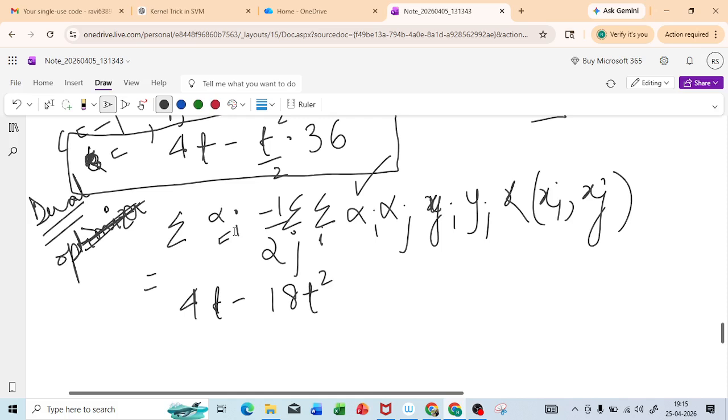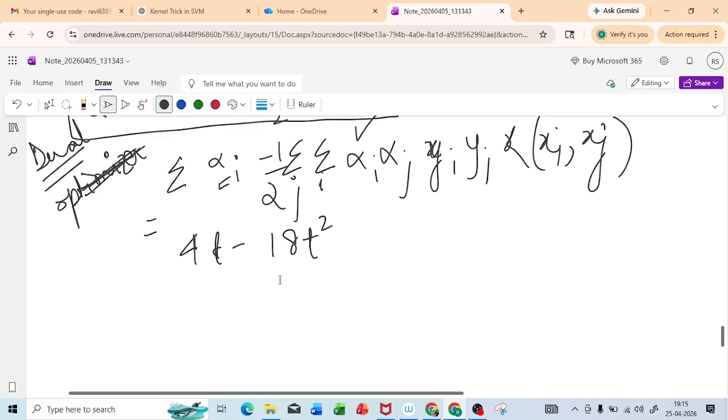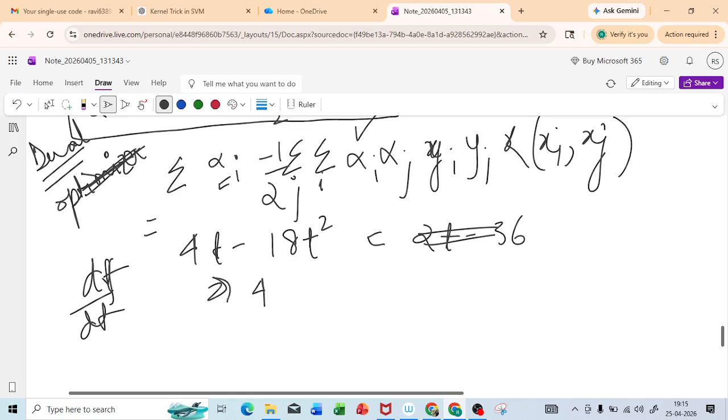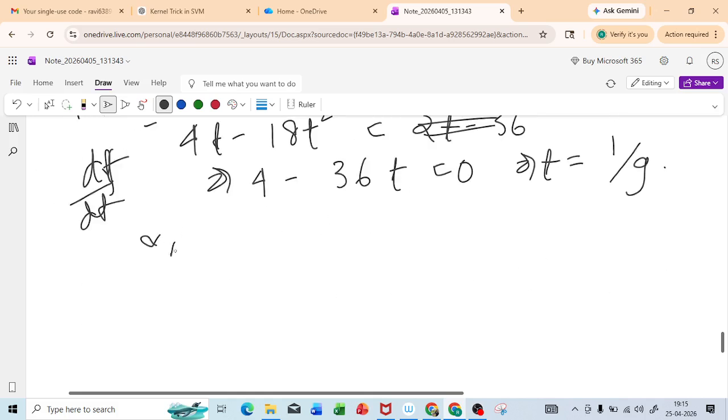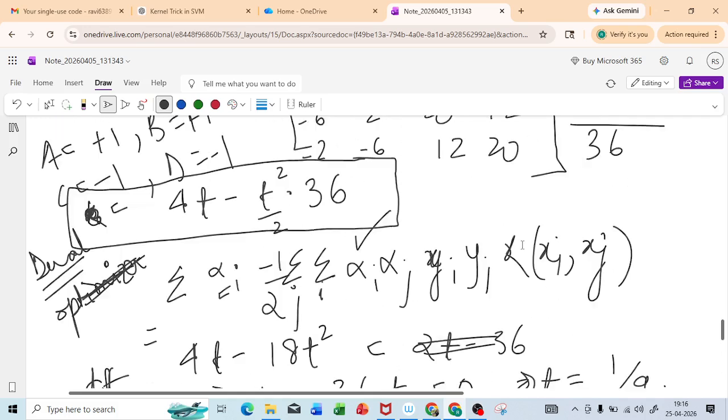So we want to maximize alpha in the sense that we want to maximize t. So what we will do is, we will differentiate this particular function with respect to t, let's say df by dt. So this becomes 4 minus 36t, okay, equal to 0, or t equal to 1 by 9. All right, so what we are saying is, alpha a equal to alpha b equal to alpha c equal to alpha d equal to 1 by 9. All right, okay, so this was it.